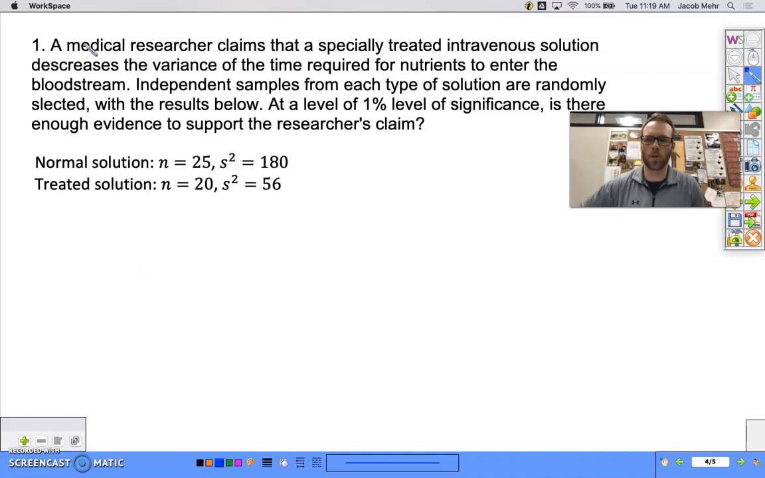Okay. Now, the researcher here is claiming that this new treatment solution has less variance than the old one. It says it decreases. I did not spell that right. Get that S out of there, typo. It decreases the variance compared to the normal solution. So independent samples from each solution type are randomly selected. Another typo, I'm sorry guys. With the results below. At a 1% level of significance, is there enough evidence to support the researcher's claim? So here is the normal solution. Here's the new one, the new treated solution.